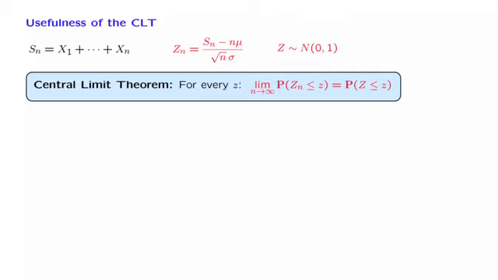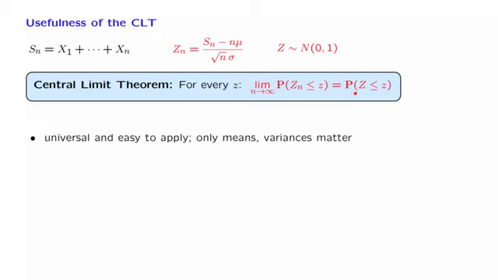The central limit theorem is absolutely remarkable. It is a very deep result and highly non-trivial and non-intuitive. There's no apparent reason why this random variable here, a standardized version of the sum of random variables, should have an approximately normal distribution. Furthermore, it is very useful, and one key reason is that it is universal.